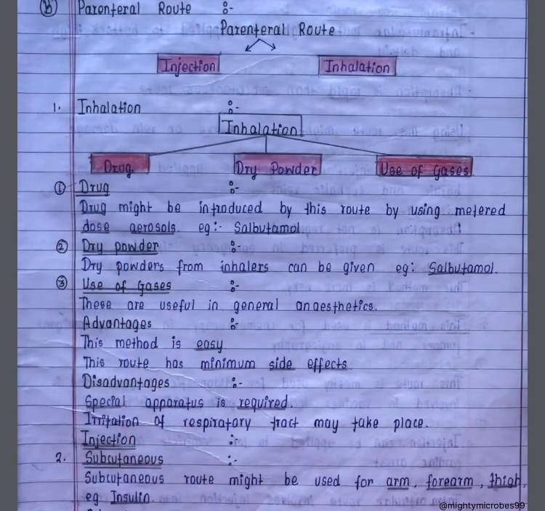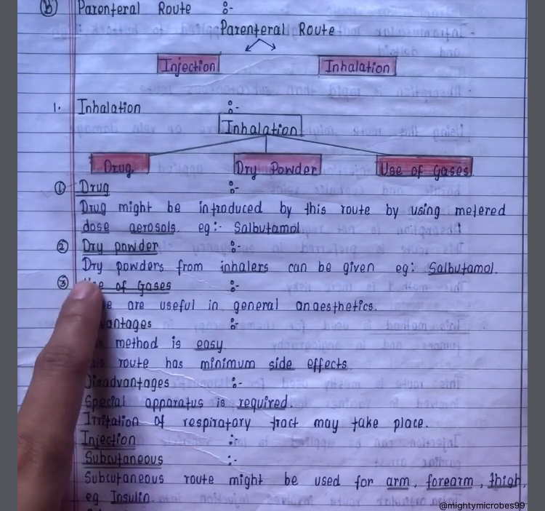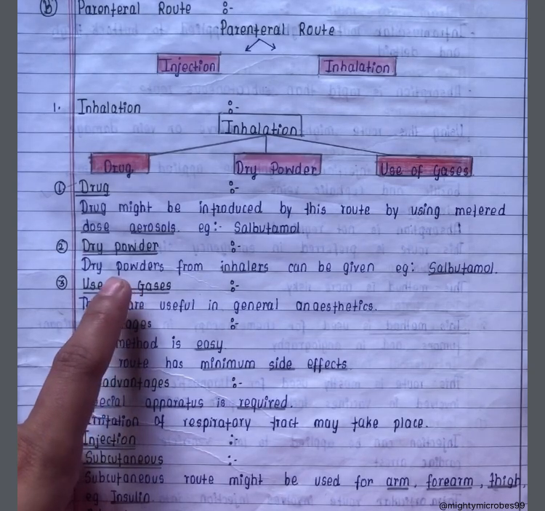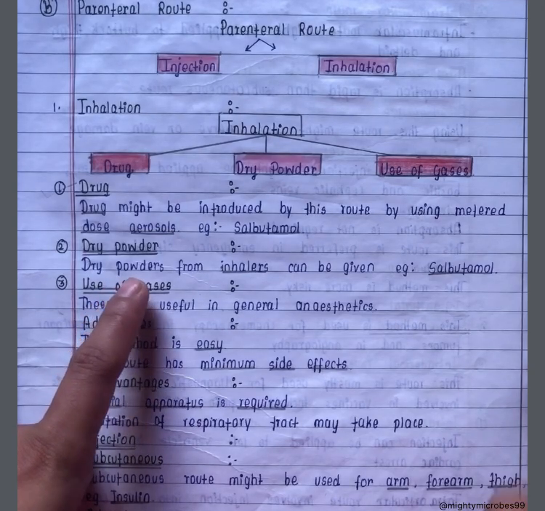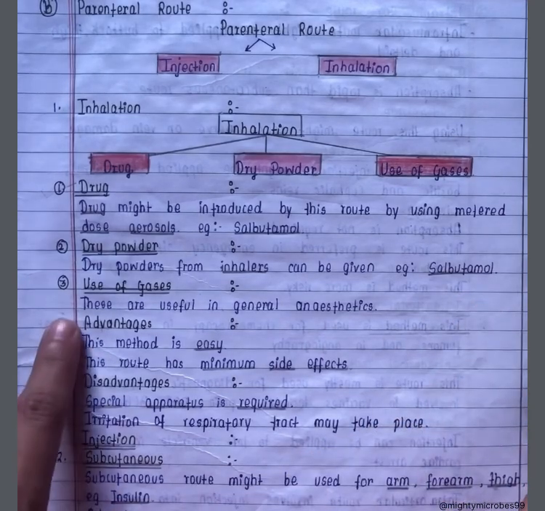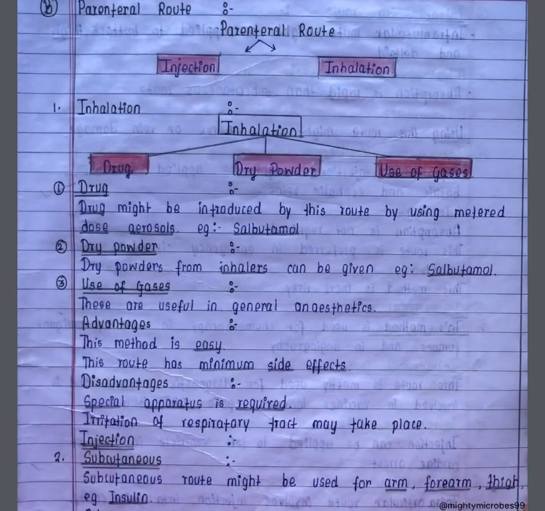The first one is drug given through metered dose aerosols, for example salbutamol. Then the next is dry powder, given through an inhaler. The example is the same, salbutamol. And the next is use of gases. Various types of gases are used, in general we can say anesthetics.